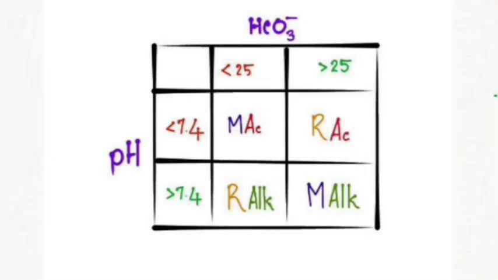So from this table you can simplify whatever we have learned till now. The first step is pH. If the pH is less than 7.4, it is acidosis. If it is more than 7.4, it is alkalosis. If HCO3 and pH are going in the same direction, it is metabolic. And if HCO3 and pH are going in the opposite direction, it is respiratory. So we have four conditions: metabolic acidosis, respiratory acidosis, respiratory alkalosis, and metabolic alkalosis.